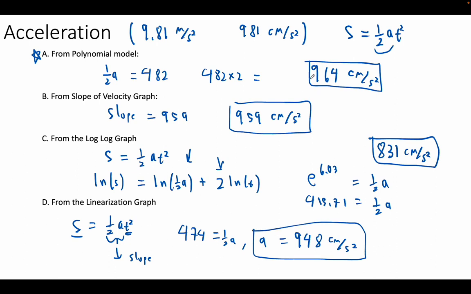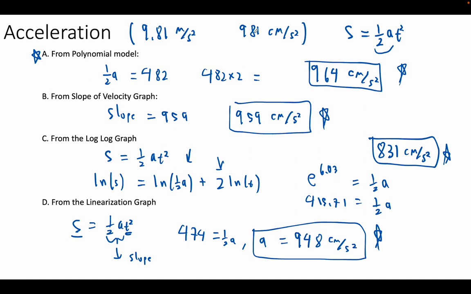So what I want you to do for this part is just show these calculations, and then write a sentence. Here's the sentence. From the polynomial model, I get an acceleration of 964 centimeters per second squared. The slope of the velocity graph is 959 centimeters per second squared. The log graph is an outlier at 831 centimeters per second squared. And the linearization graph is in the ballpark at 948 centimeters per second squared.